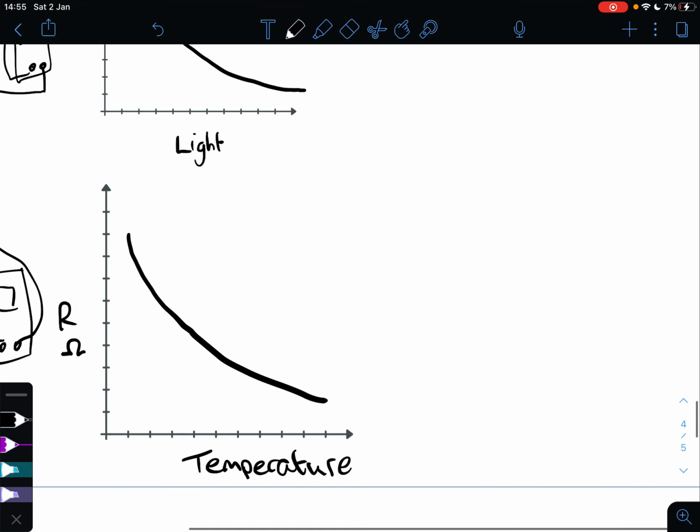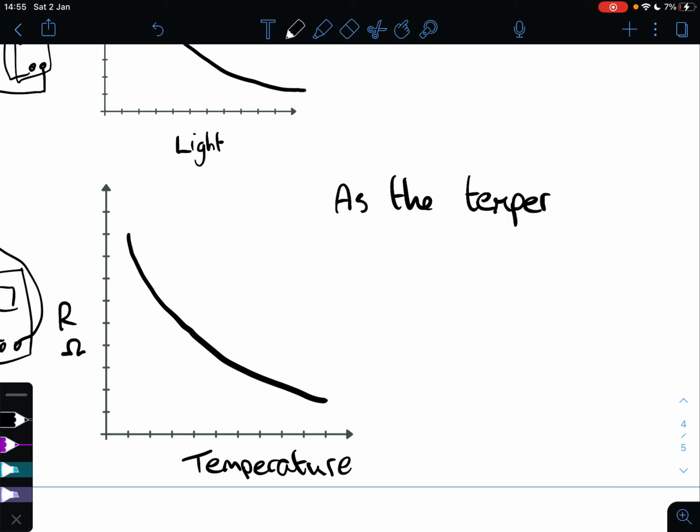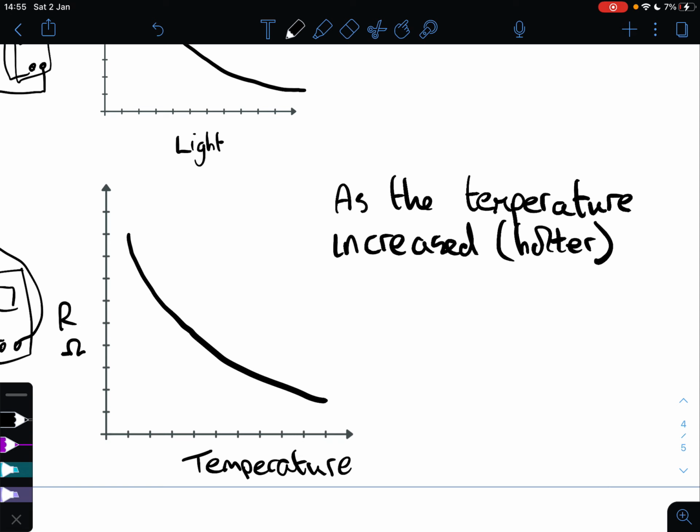So we can write that in. As the temperature increased, again we have a word for that, got hotter, the resistance decreased.